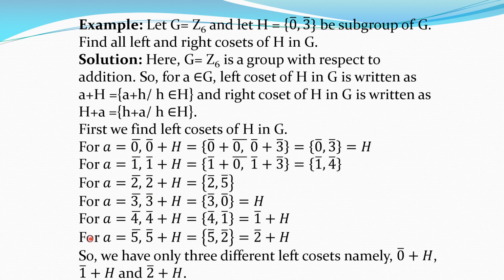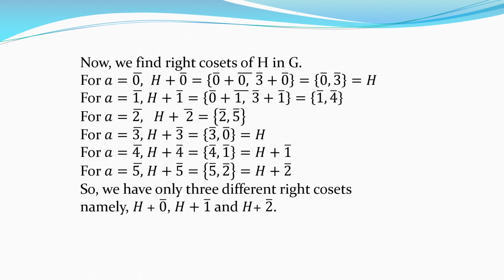So actually there are only three distinct left cosets, namely H, 1 bar plus H and 2 bar plus H. Similarly, we can find the right cosets of H in G. Here to every element of H, we are adding that fixed element a from the right side. So for a equal to 0 bar, the right coset H plus 0 bar is 0 bar plus 0 bar, 3 bar plus 0 bar, which is 0 bar, 3 bar, equal to H itself.